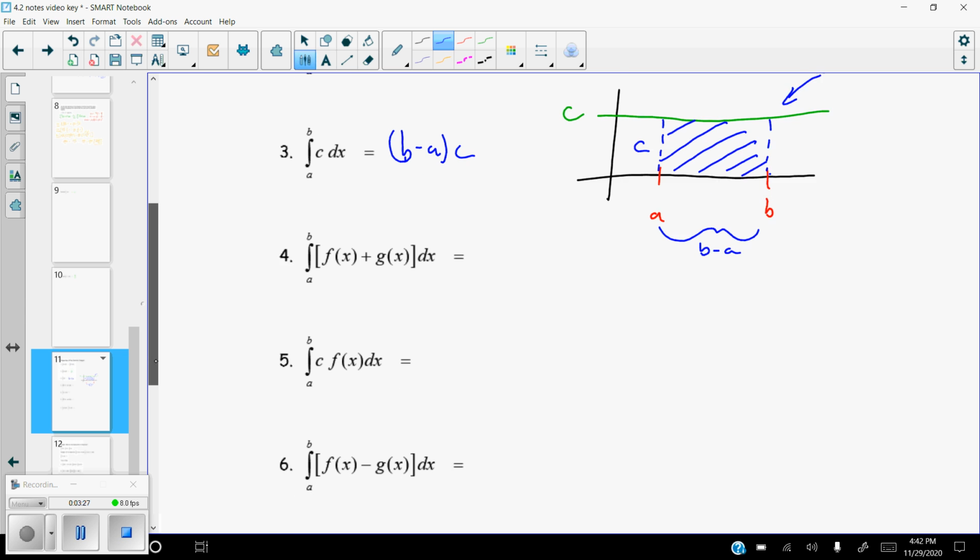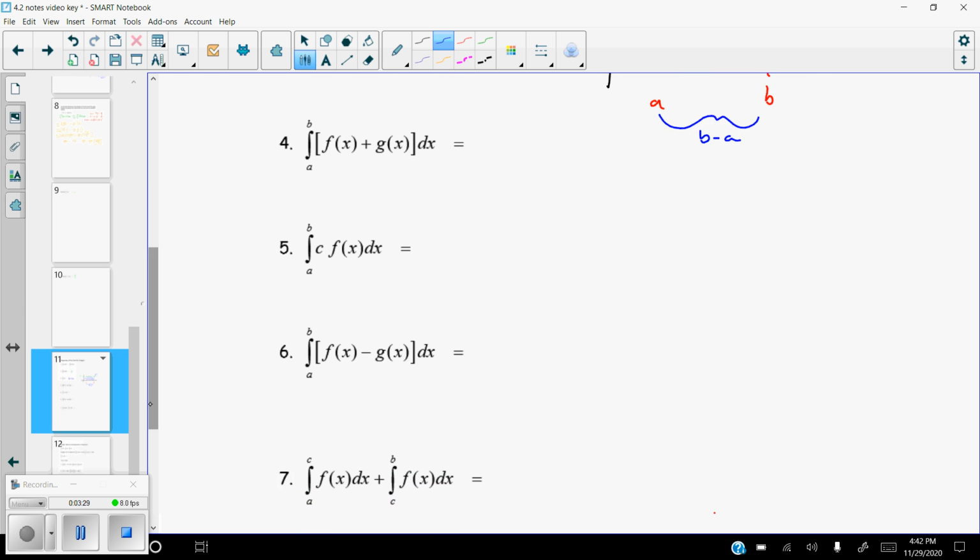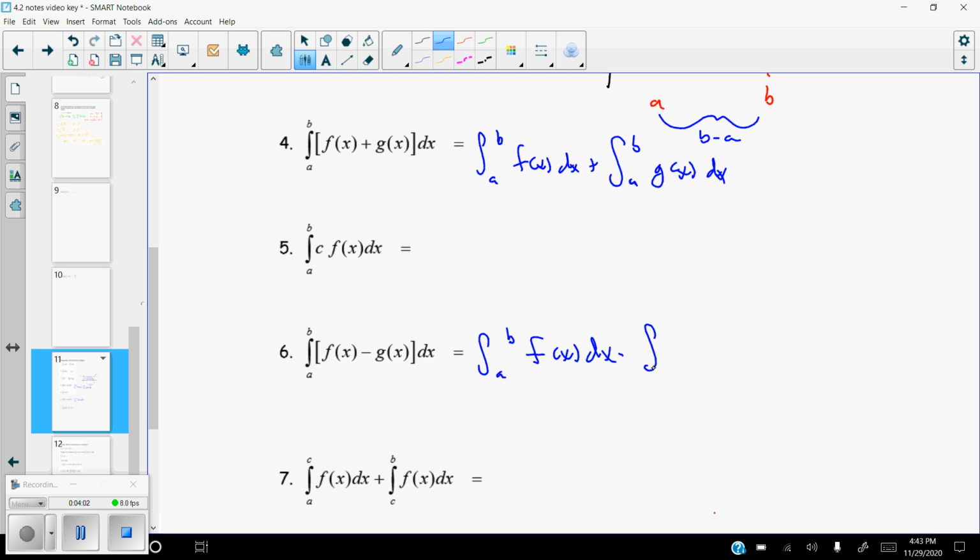Okay, I'm not sure why 4 and 6 I split up. It's basically the same concept. It just says that we can split the integrals of the two things added or subtracted into separate integrations. So the first one is going to be the integral from a to b of f of x dx plus the integral from a to b of g of x dx. And then in number 6, I'll skip down to that one, it's the integral from a to b of f of x dx minus the integral from a to b of g of x dx.